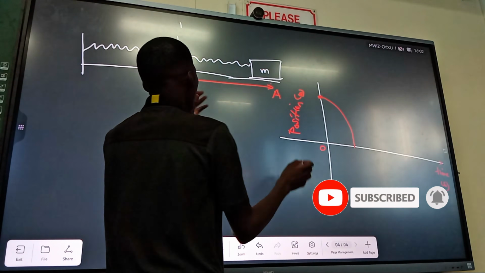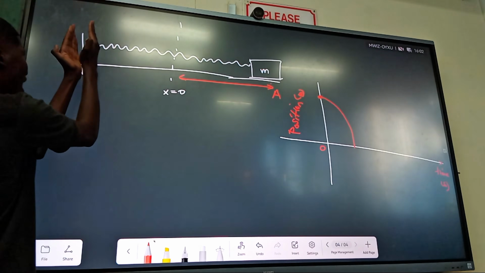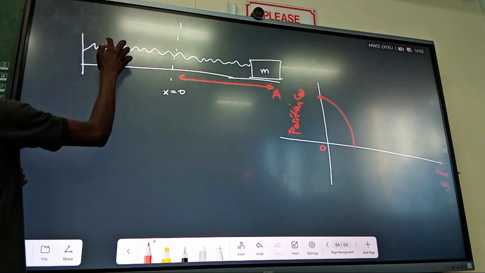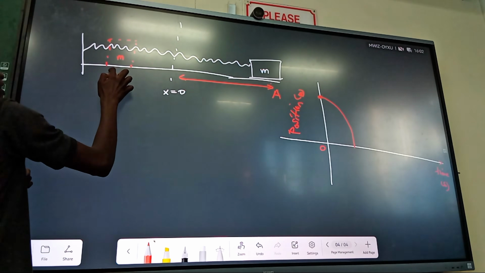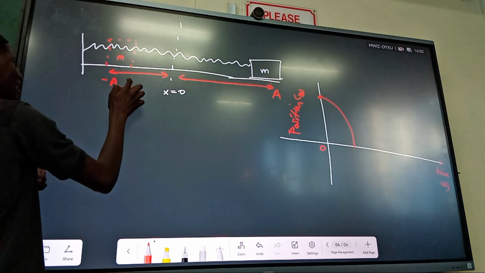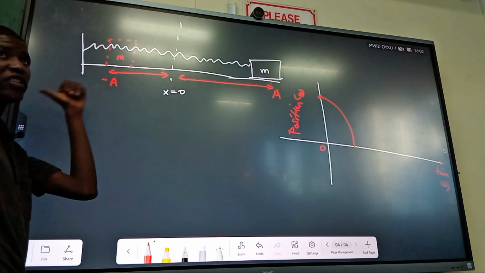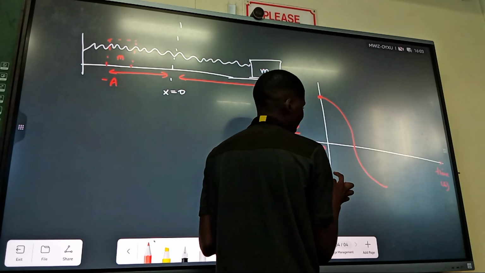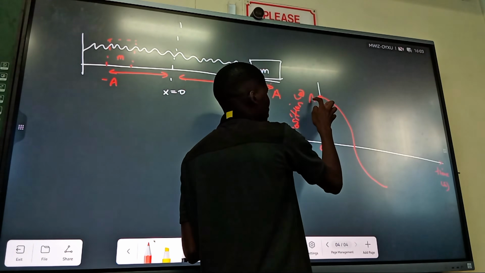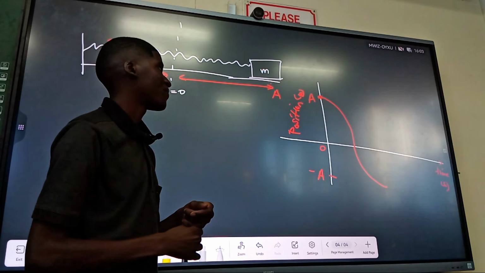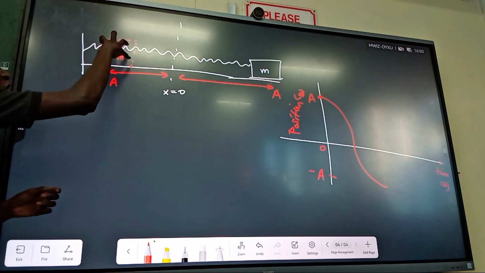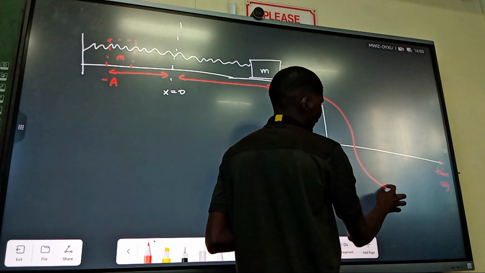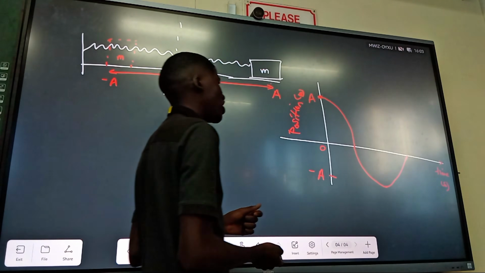And then when your object moves to the negative amplitude, maybe it will reach somewhere here. The amplitude is negative because it's going to the left. This is the negative amplitude. This was the positive amplitude. And then from this negative amplitude it comes back to the equilibrium position.